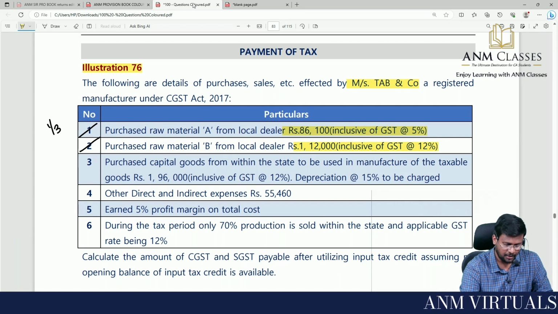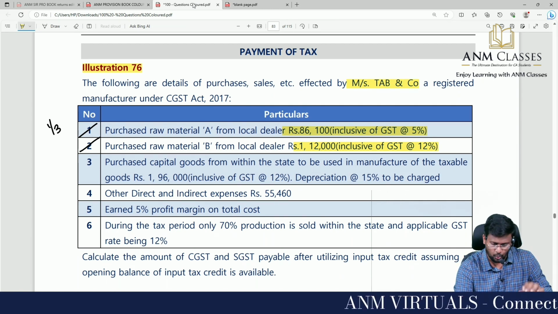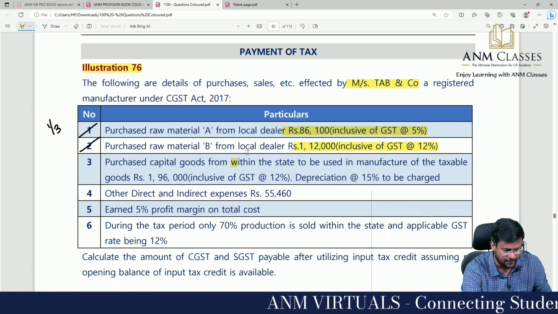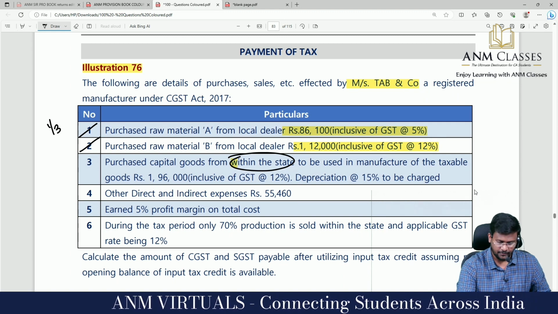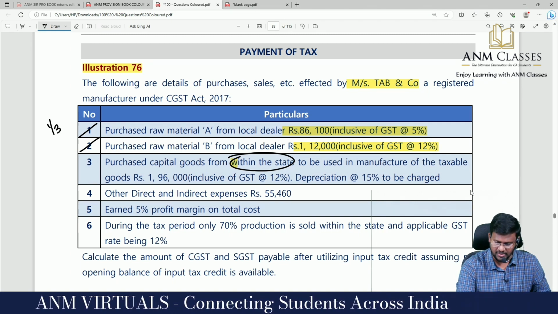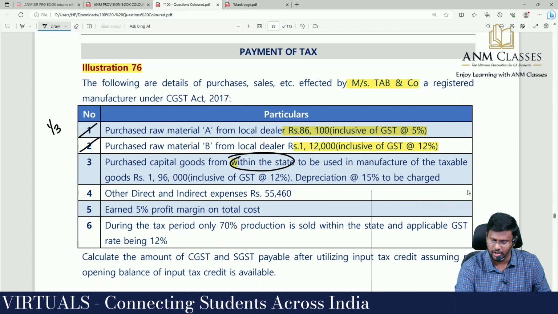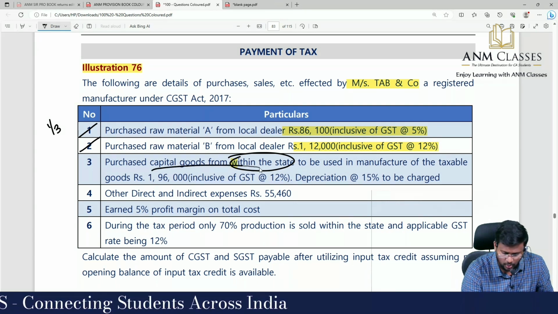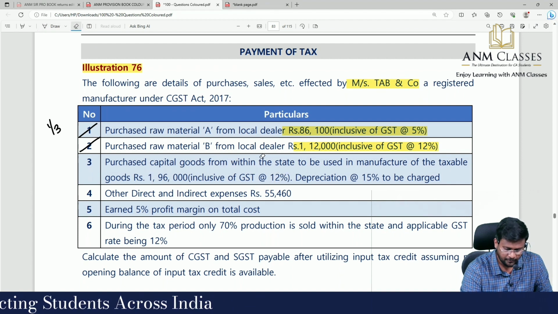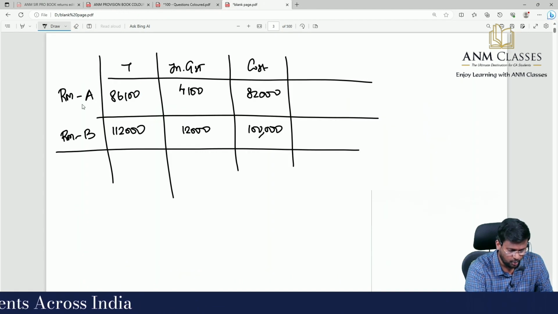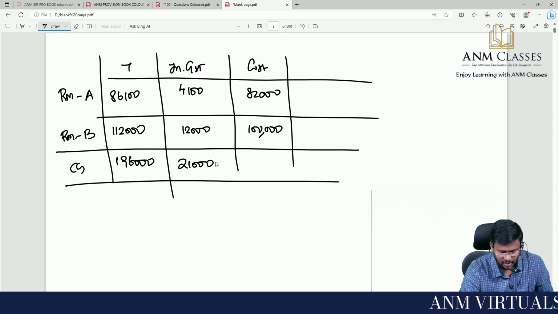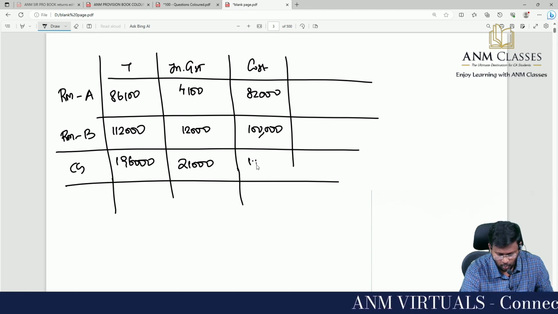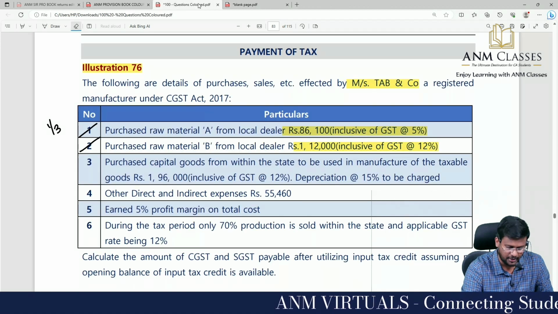Purchase capital goods from within the state, that means it's a state supply, to be used in manufacture of taxable goods. Inclusive of GST at 12%. Depreciation at 15% is to be charged. That can be taken as ITC. Capital goods value is 1,96,000. What is the GST? 21,000. What is the cost? 1,75,000. Are you really with me?